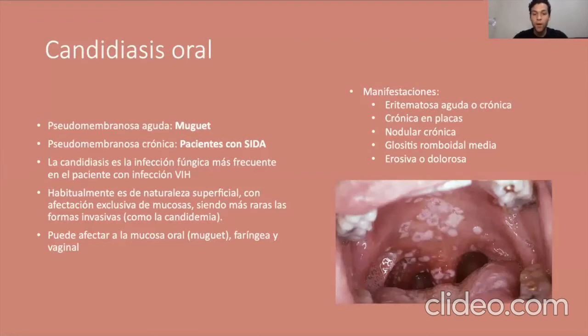It can affect the oral (thrush), pharyngeal, or even vaginal mucosa, in which it appears as raised white patches that are easily scraped off with a spatula. Its clinical manifestations can include an acute or chronic erythema, chronic plaque, a chronic nodule, median rhomboid glossitis, and it can be either erosive or painful.